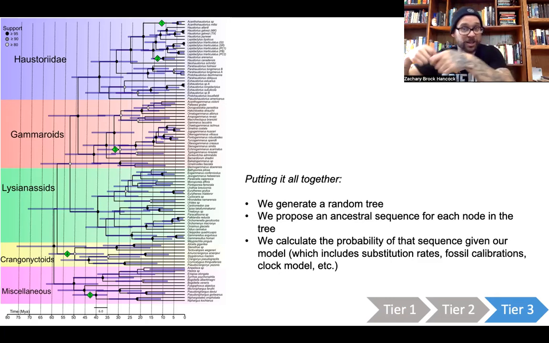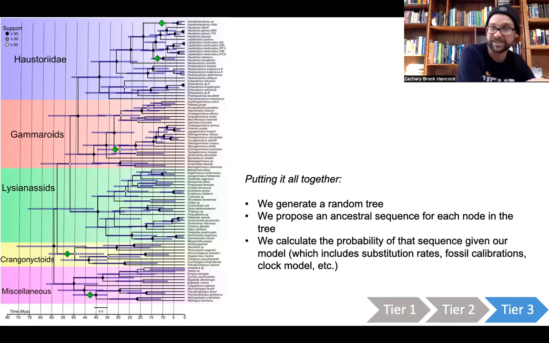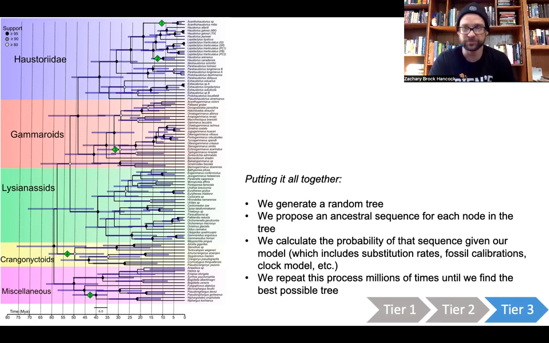So we're estimating the parameters of the model while we are simultaneously estimating the tree. And then we repeat this process literally millions and millions of times until we find that tree that has the highest probability. This includes the topology, the branch lengths, all of the rate parameters, all of those things represent millions of iterations on these processes until we get the best possible one, okay?